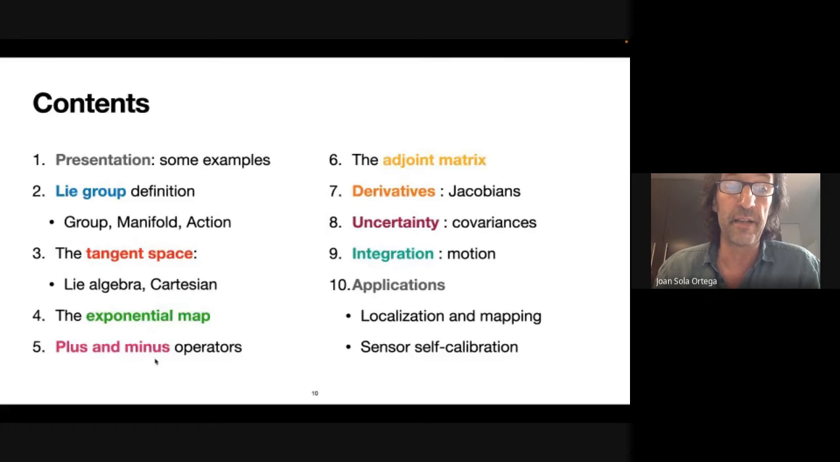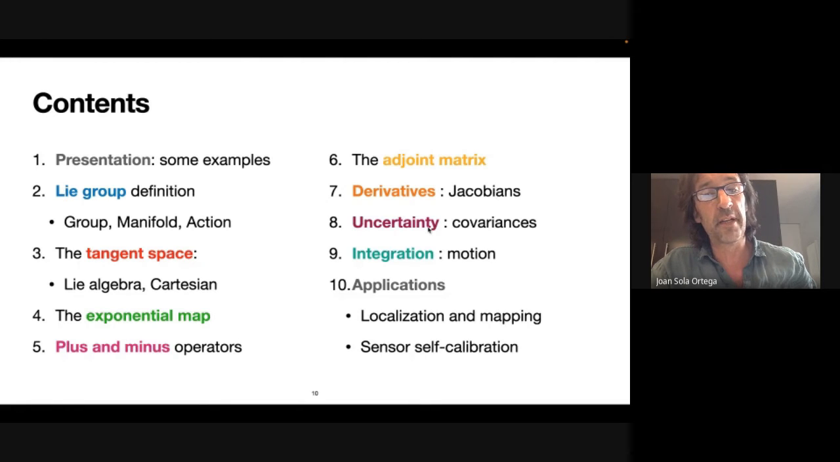And when you have plus and minus, they act as if they were the sum and the difference operators in vector spaces. We will see that when we interpret plus and minus as sums and differences, they allow us to reason in Lie groups the same way we reason in vector spaces. This is very powerful. I will introduce later the adjoint matrix, which is kind of an abstract object that is very useful later because, for example, it's used for derivatives. Okay, we will introduce derivatives, Jacobian matrices, these kinds of things.